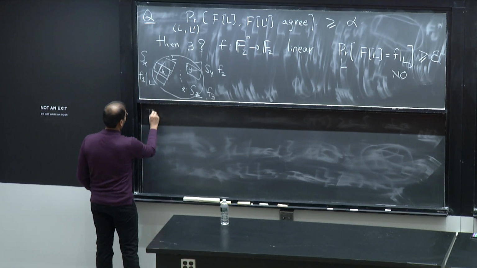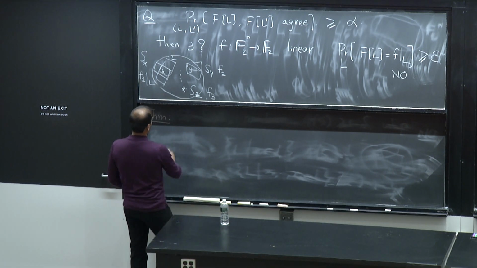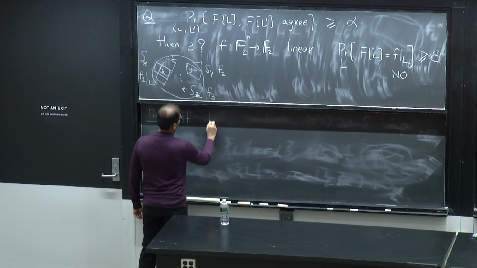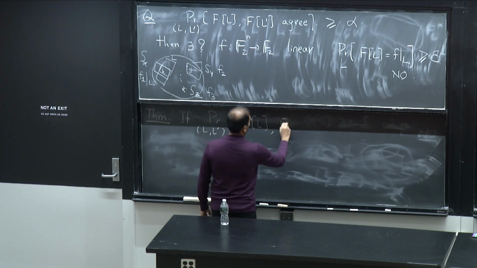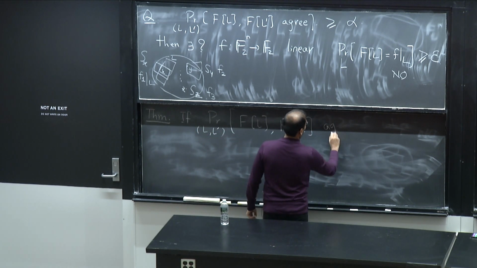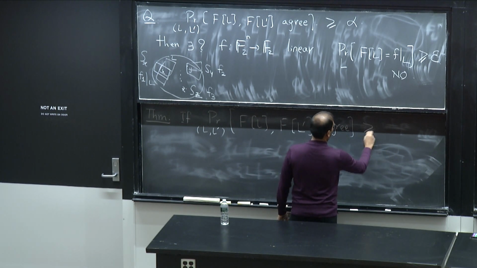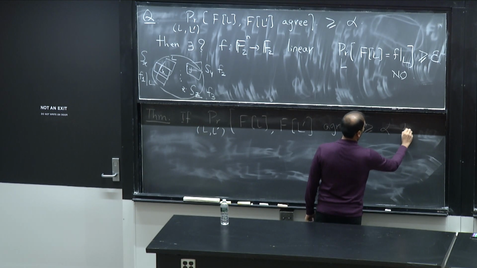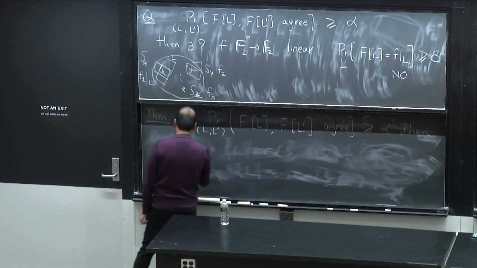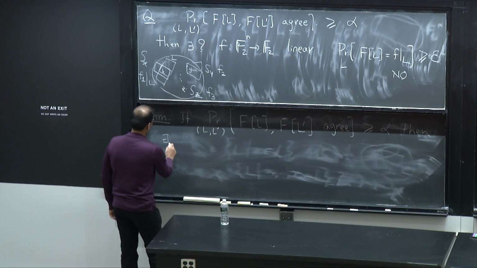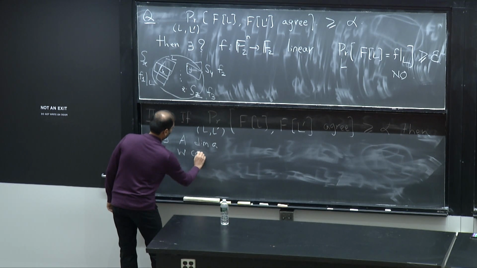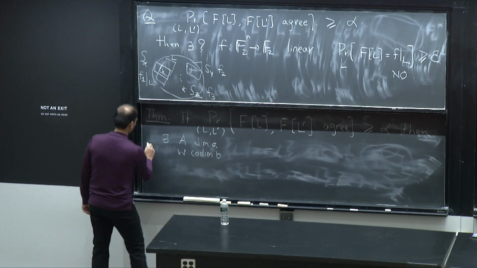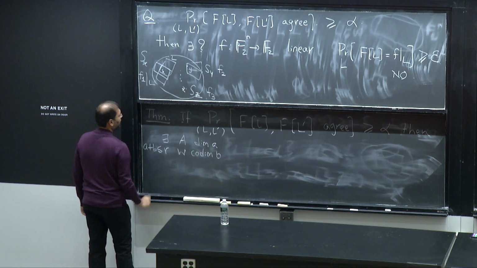So this is the theorem: that if the probability of this agreement is at least, let's say, alpha, then there exists again this space A and W of dimension little a, codimension little b, and a plus b is at most r.